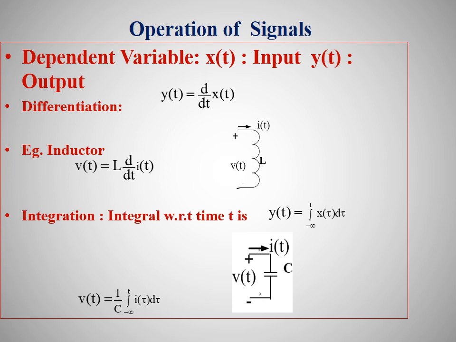Considering the operation of integration on similar grounds, integration with respect to time t gives the output variable y of t as y of t is equal to the integral from minus infinity to t of x of tau d tau. The best example of integration would be a capacitor, which we are familiar with in electric circuits. A capacitor has a voltage v of t across it and a current i of t flows through it. So v of t would be equal to 1 by C times the integral from minus infinity to t of i of tau d tau.